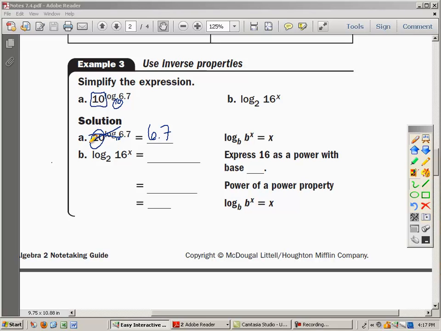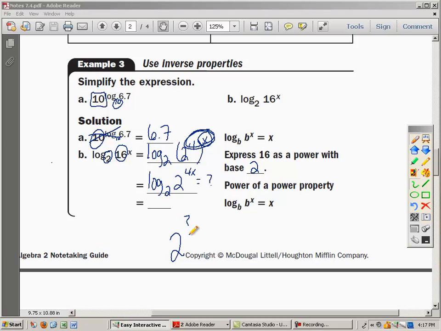Now, in the next example, we want to express 16 as a power with a base of 2, because my base is 2. So really, this is log base 2 of 16 to the x, and 16 is the same thing as 2 to the 4th. So if I take the x power out over here and write 16 as 2 to the 4th power, because 2 to the 4th is equal to 16, our power of a power property tells me that this is log base 2 of 2 to the 4x power.